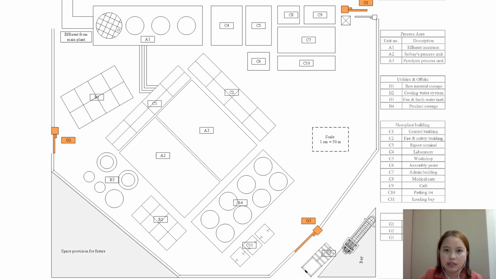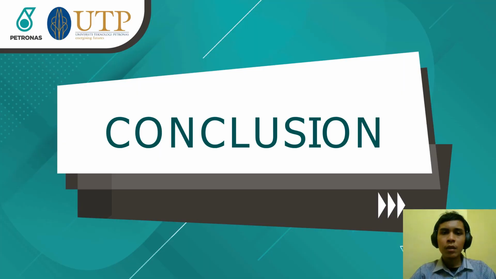And there are 3 gates in total for this plant. G1 is the main gate for workers and personnel to move inside and outside the plant, and G2 is the import gate. It is for raw material and utilities transfer into the plant, and G3 or the export gate is for the product export outside of the plant. Thank you, Teresaline.